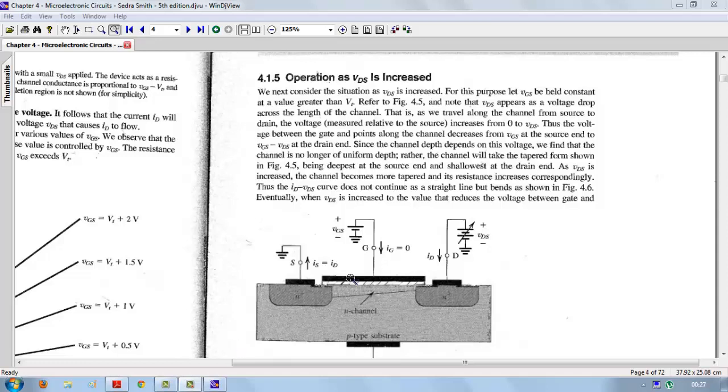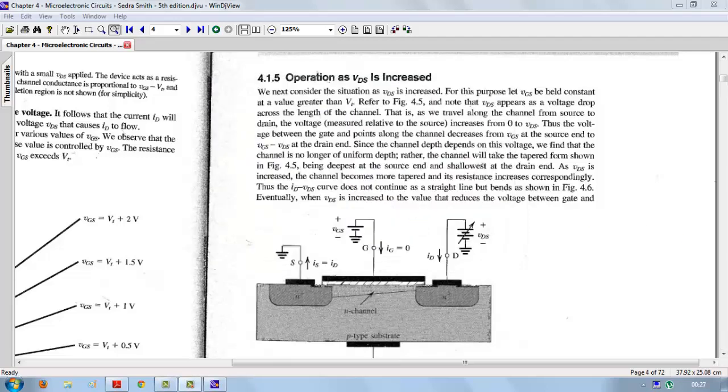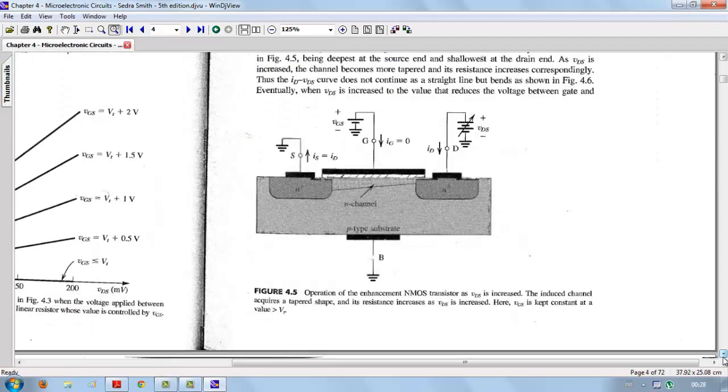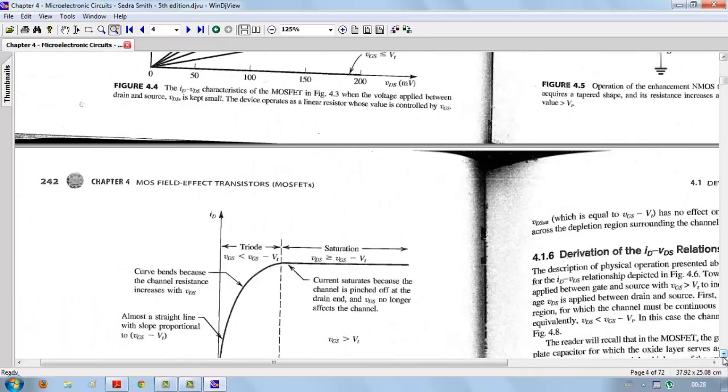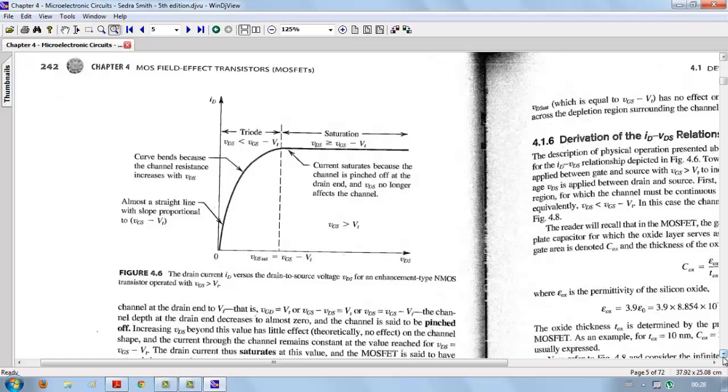Okay, so then after that what happens is, let's go here. So you can see clearly in the graph here what we saw before in the previous video: the linear portion. Then it slowly bends, and as we increase VDS, the resistance also increases, and this is due to the change in the channel depth, and finally it reaches saturation. That is when VDS is greater than VGS minus VT.